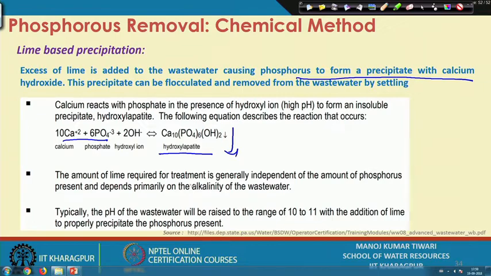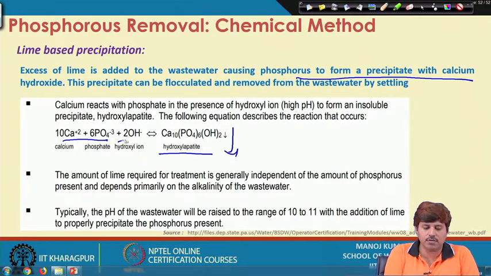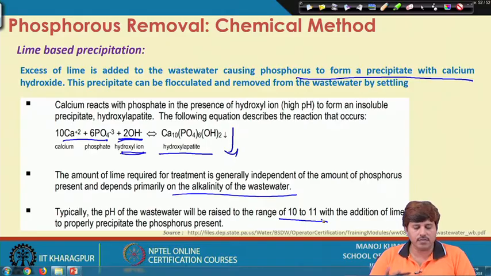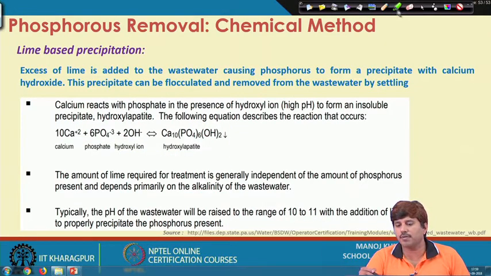The amount of lime required for this treatment is generally independent of the amount of phosphorus present in the system, okay, and will basically depend on the alkalinity, because there has to be adequate alkalinity present in the system for this reaction to take place. Typically the pH of the wastewater will be raised because we are adding lime. So, pH will be raised in the range of 10 to 11 with the addition of lime, okay, and that way the proper precipitation of phosphorus takes place, which is quite a reliable method.